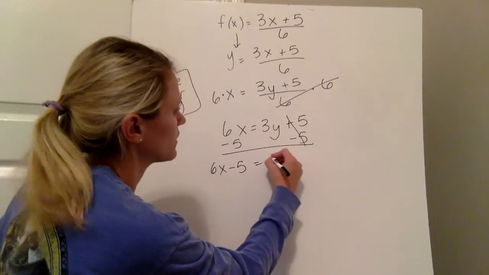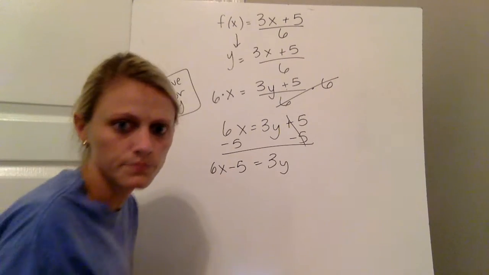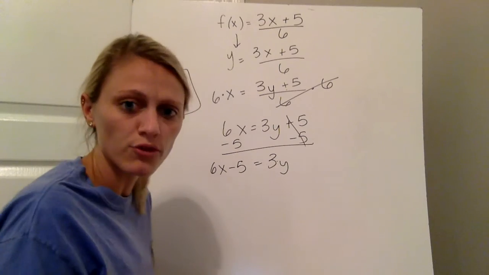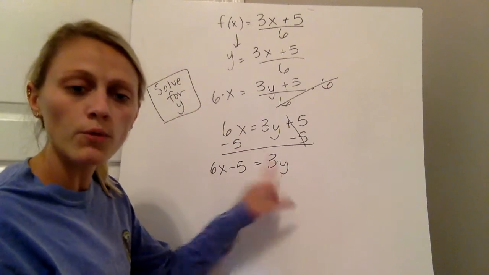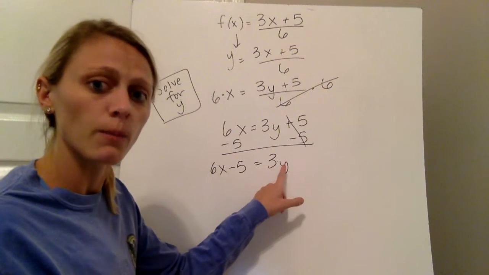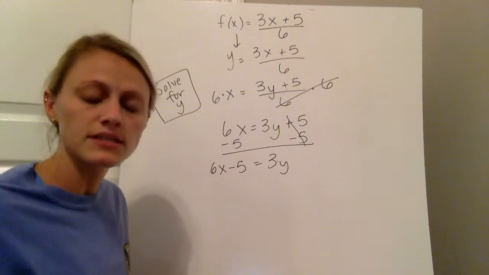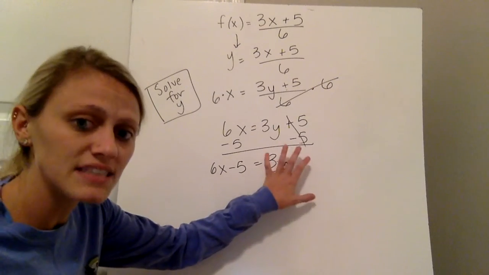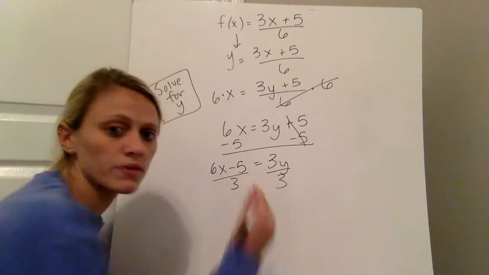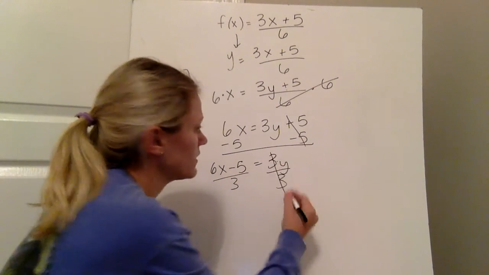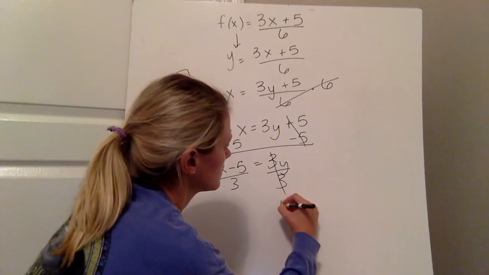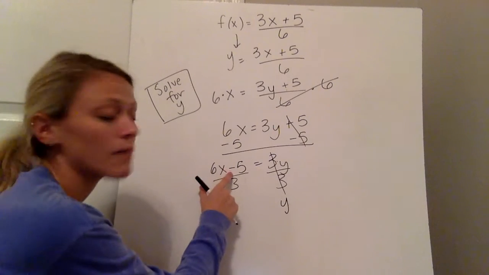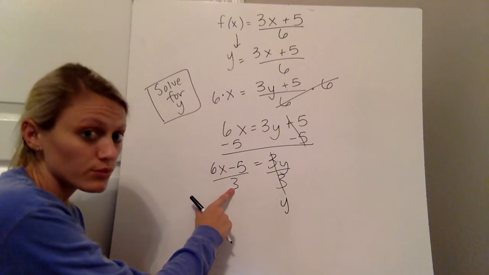Then on this side, we're left with that 3y. So I've got 6x minus 5 is equal to 3 times y, since they're being multiplied. Now we've got one more thing to do: get rid of this 3. It's being multiplied by the y, so the opposite of multiplication is to divide. If we divide this side, remember, we've got to divide the other side. The 3's cancel. Finally, I've got y by itself. Over here, I've got 6x minus 5 divided by 3.